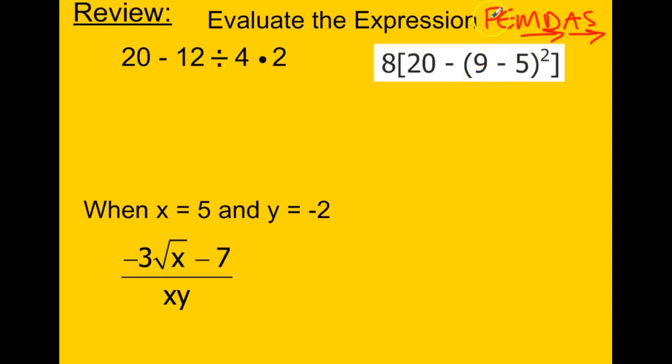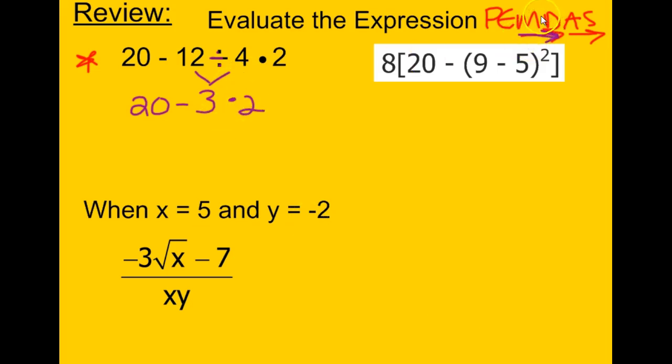So first, we don't have parentheses or exponents in this first problem over here, but we do have multiplication and division. We are not going to do multiplication first. We're going to do whichever comes first as you read from left to right. And as I come across division first, we need to do that first. 12 divided by 4 is 3. So we have 20 minus 3 times 2.